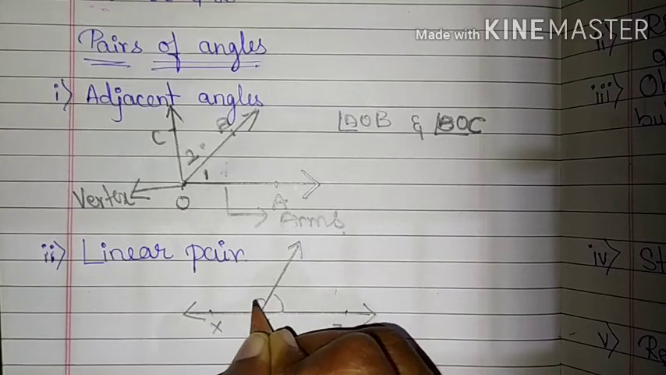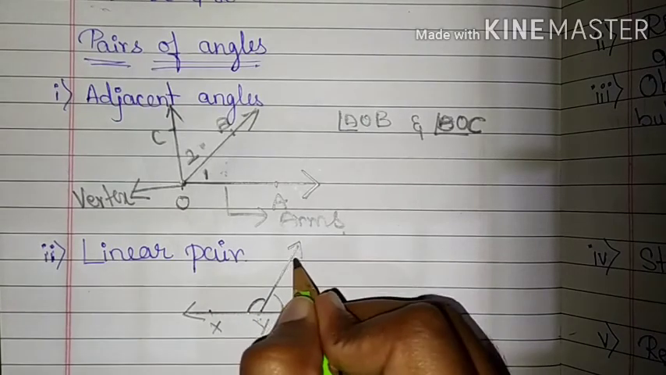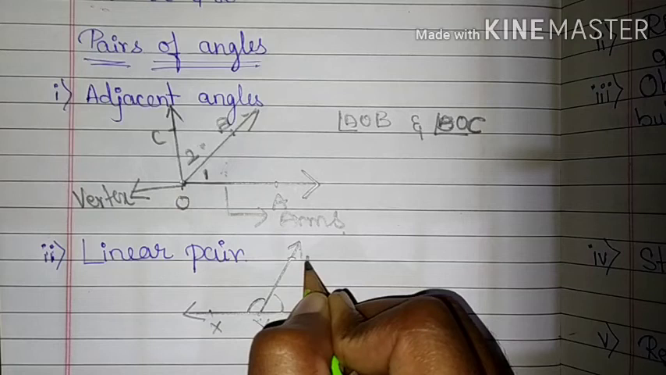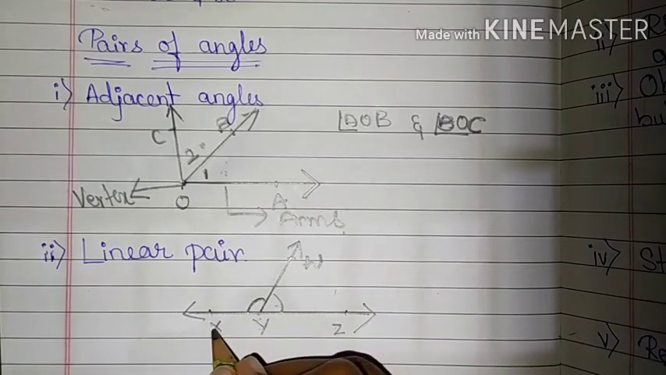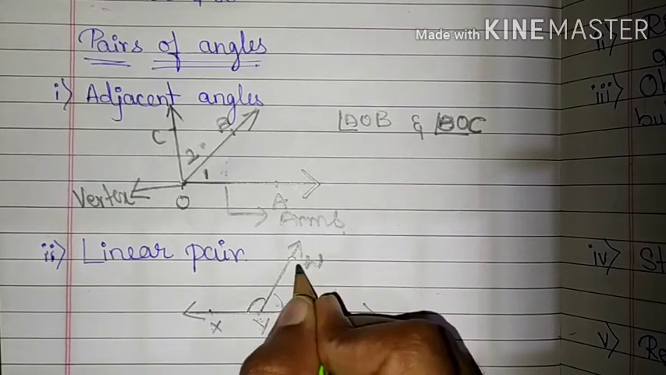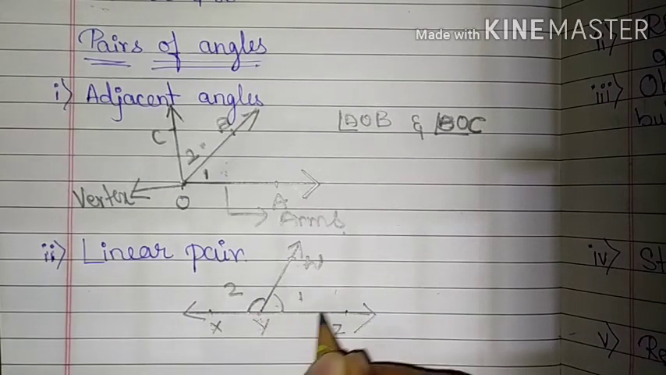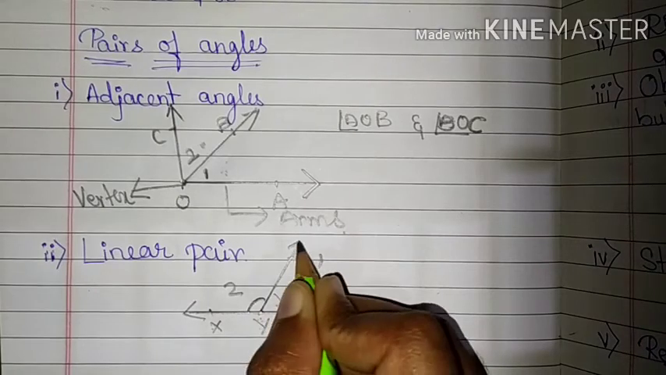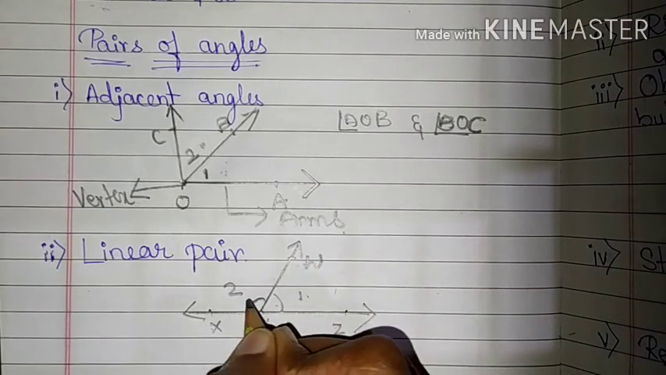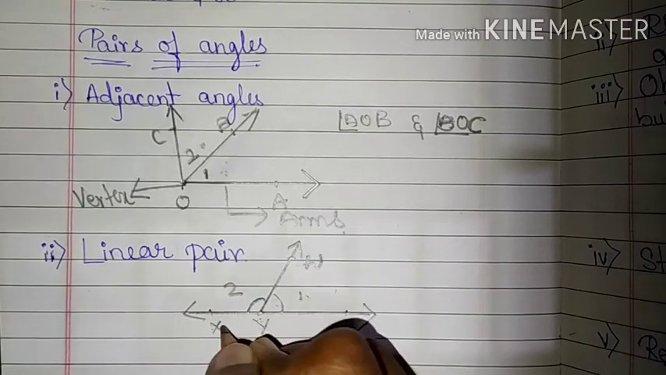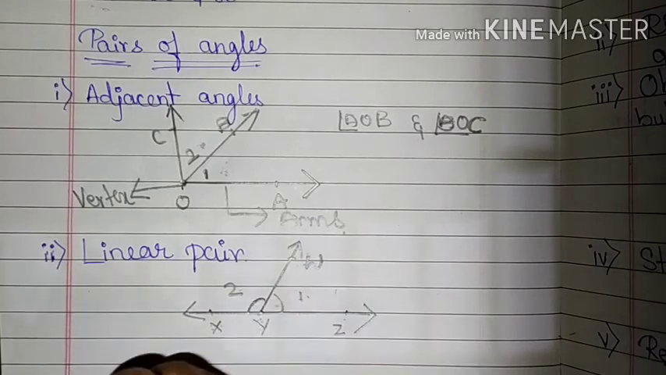Here, look at the figure. We have two angles: ZYW, this is our first angle, and XYW, this is our second angle. They have a common vertex and a common arm. So angle ZYW and angle XYW are adjacent. What we said is, if two adjacent angles have a sum of 180 degrees, then they are called a linear pair.